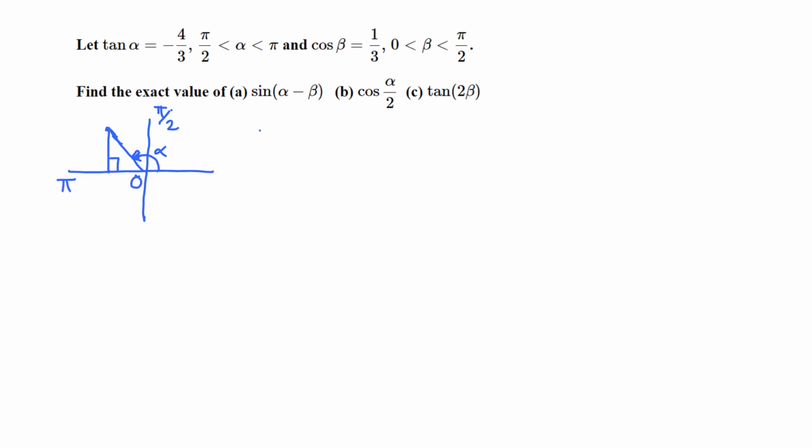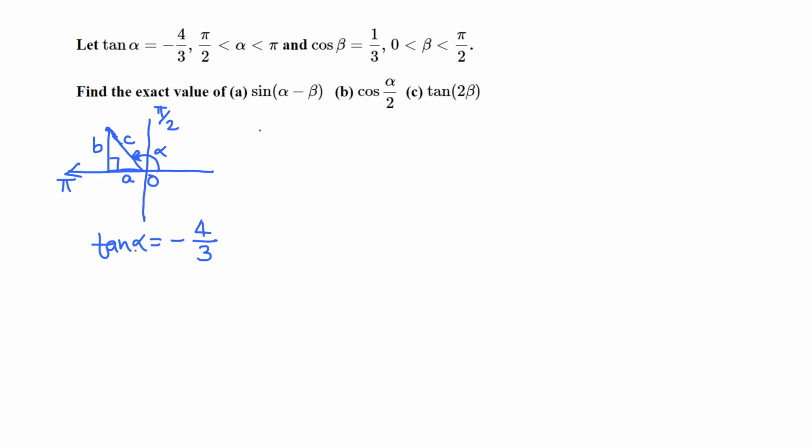Okay, now here we got this side adjacent, this is opposite, let me write B opposite, and this is hypotenuse C, and it's given that tangent alpha is negative 4 over 3. Now we need to assign the negative to the top or bottom depending on the question. So here going to the left means negative, so A is negative and B is going up, that's positive, and this radial distance C is always positive.